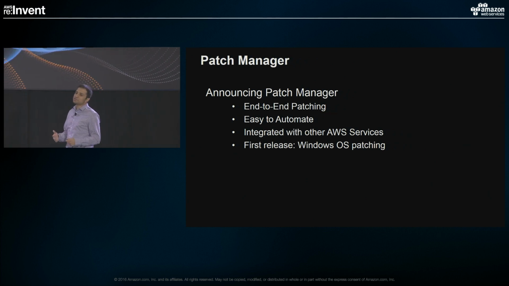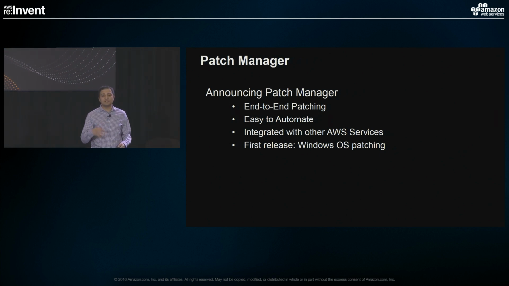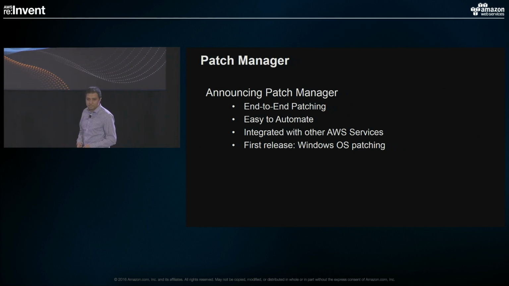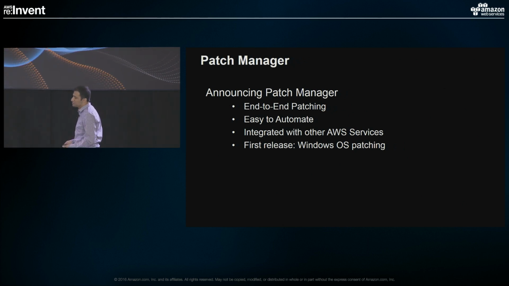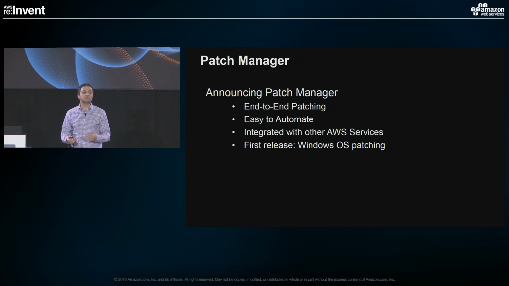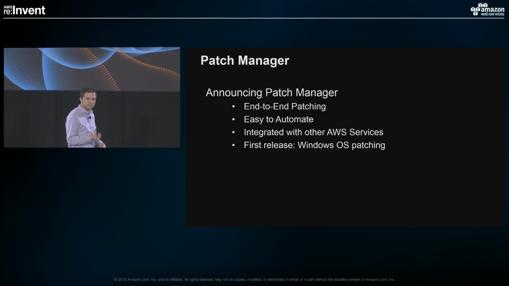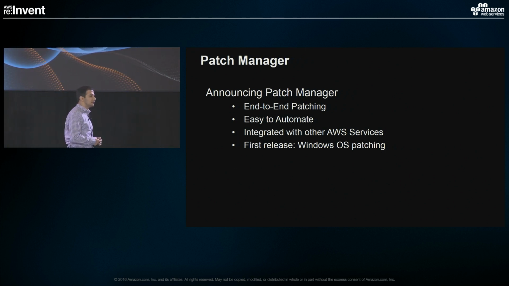With Patch Manager, what you can do is you can simplify end-to-end patching of your Windows instances. It's easy to automate because it uses a lot of the same building blocks that we've been talking about so far in terms of Systems Manager. And just like inventory and automation and run command and state manager, Patch Manager is also integrated with other AWS services, CloudTrail, CloudWatch events, and things that we've talked about in the past.